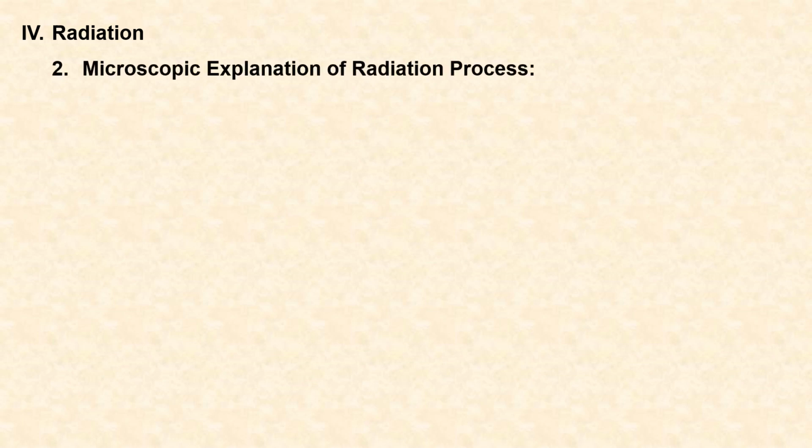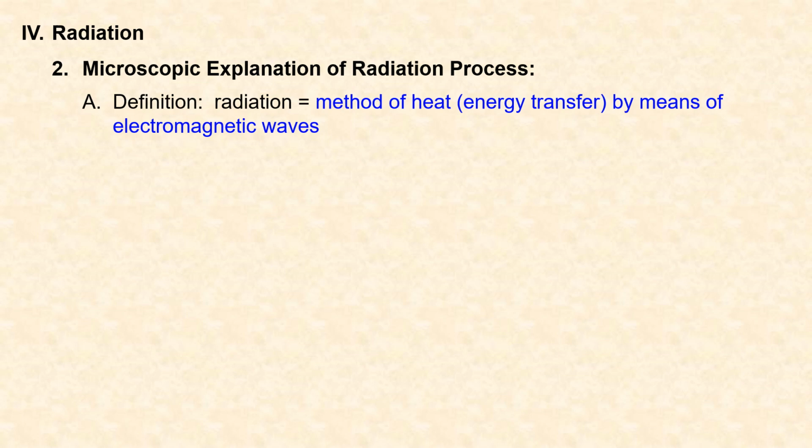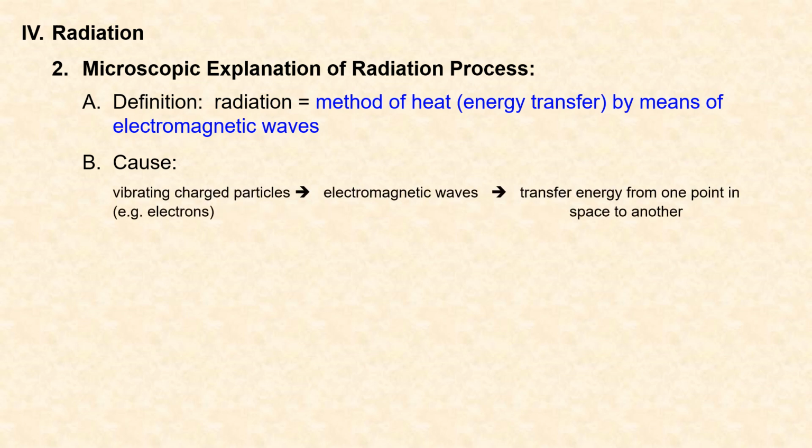So on this slide, I'm going to summarize the main points that I stated in the video clip on the previous slide. So to understand what this third method of heat transfer, energy transfer, that we call radiation is, we would say that radiation is a method of heat or energy transfer by means of electromagnetic waves, a concept we're already very familiar with. So what causes heat transfer by radiation? The real question is, what causes electromagnetic waves to be created?